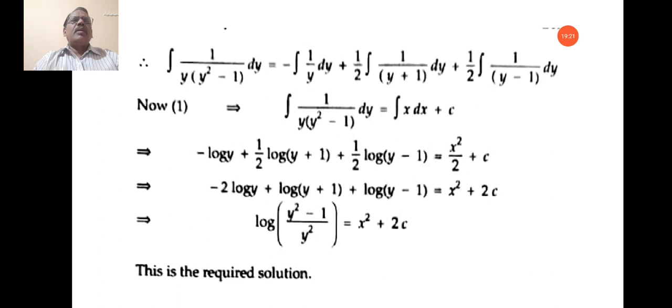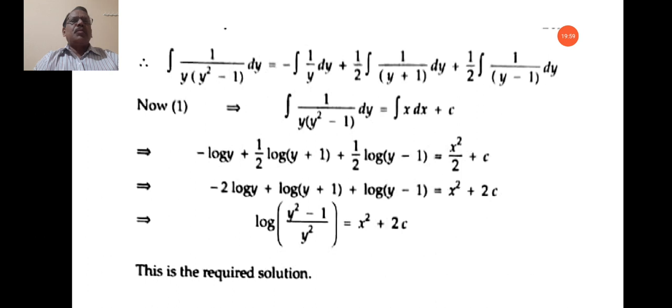So substituting the values, integration of 1 by y (y square minus 1) dy is equal to integral of minus 1 by y dy plus 1 by 2 integral of 1 by (y plus 1) dy plus 1 by 2 integral of 1 by (y minus 1) dy. So on integrating, minus 1 by y integration is log y, so minus log y plus half into log of (y plus 1) plus half into log of (y minus 1) is equal to integration of x, which is x square by 2 plus c.